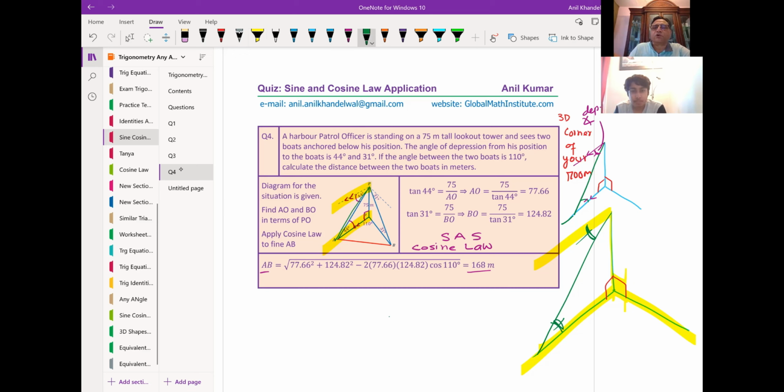And how do we make it more difficult for you? We say, see, can you please read the question, Rohan? So harbor patrol officer standing on a 75-meter tall lookout tower sees two boats anchored below his position. The angle of depression from his position to the boats is 44 degrees and 31 degrees. The angle between the two boats is 110 degrees. Calculate the distance between the two boats in meters.